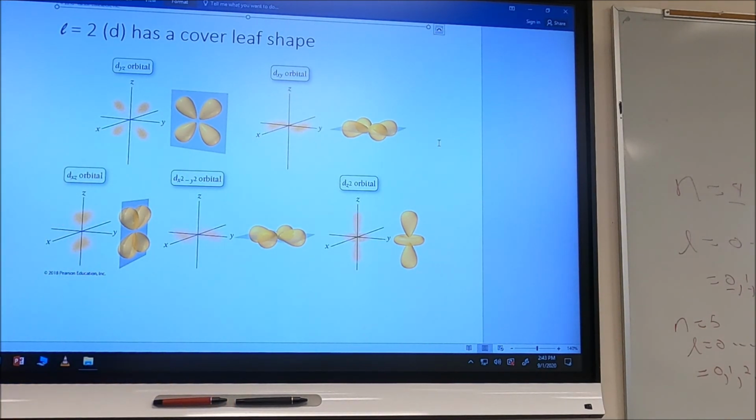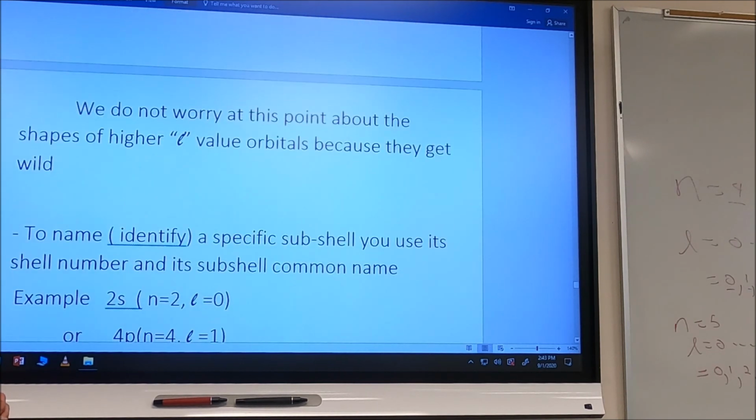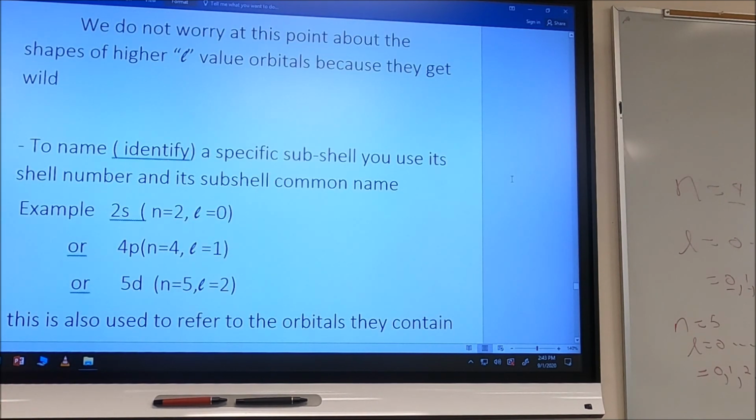Okay, scroll up for me. Okay? Now, we're not going to worry about the shapes of the f orbitals. They are just too complicated for us to worry about. It just gets really wild.